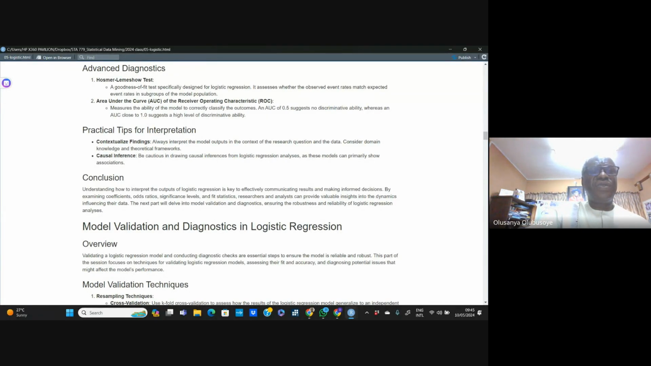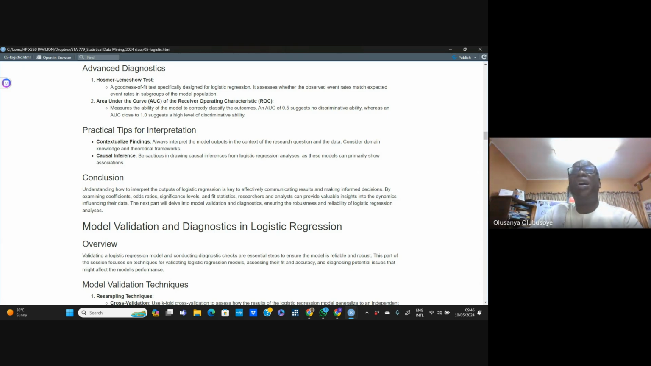I have two practical tips for interpretation. I've always been advising you to put context to your analysis. Don't interpret without putting context, without connecting your model to a particular context. So your analysis must actually address your research questions and the data.